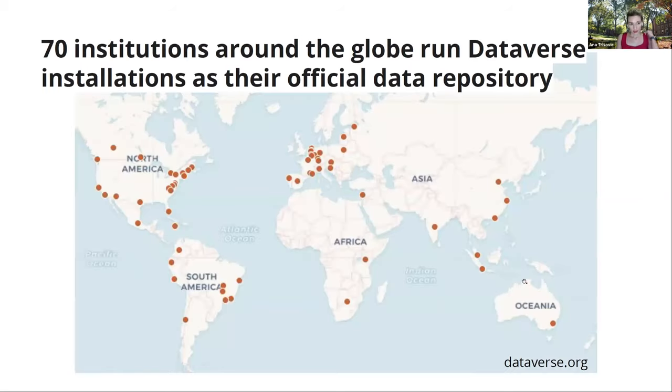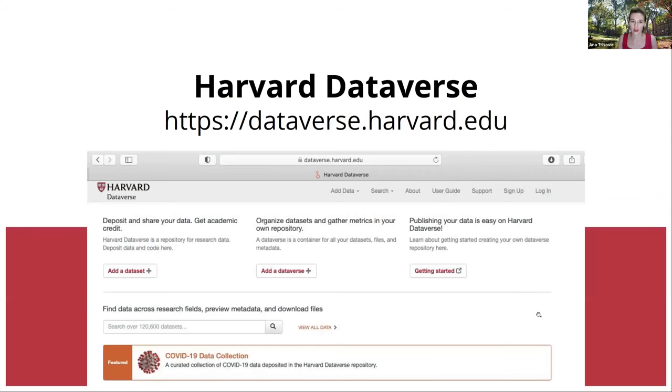All right, so currently there are 70 institutions around the globe that run Dataverse installations as their official data repository. And here they are. However, I'm based at Harvard, and I'm going to talk mostly about the Harvard Dataverse repository. And this is our landing page. This is also the largest installation, because the software itself is being developed here.